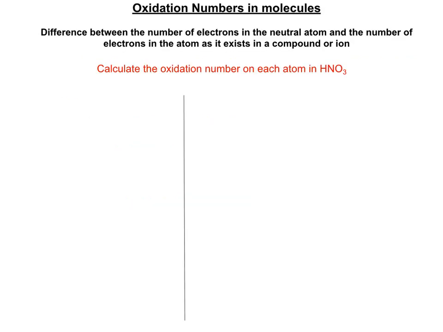Now things get a little bit more complicated if we look at a molecule like nitric acid, HNO3. And when we're confronted with atoms like this, sometimes we have to go through a series of steps to determine the oxidation number. Those steps would be, first we'll start off with the Lewis structure. So I'm going to go ahead and draw the Lewis structure of HNO3.